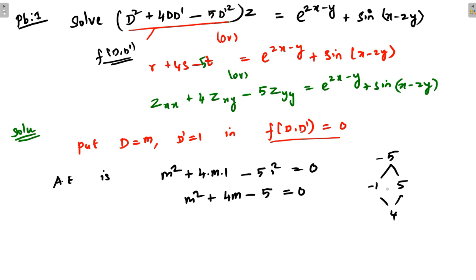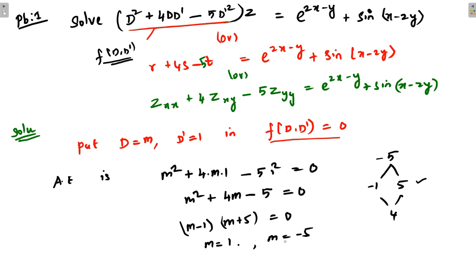Now try to check. Their multiplication of these two terms is going to be minus 5. Their addition is going to be 4. So our factor should be correct. By using this factor, try to find the value of m. So m is equal to 1 and m is equal to minus 5. So here you may get two values, both are different.